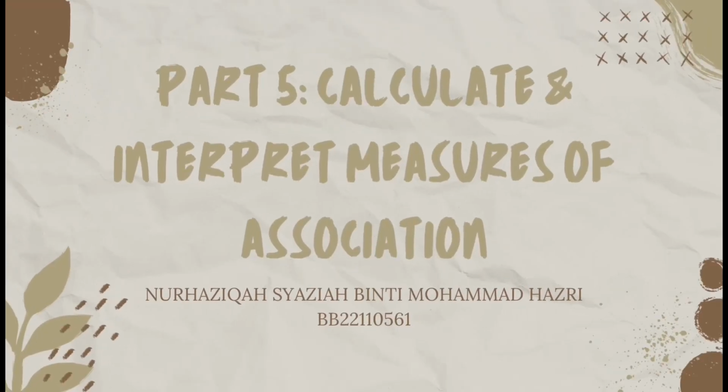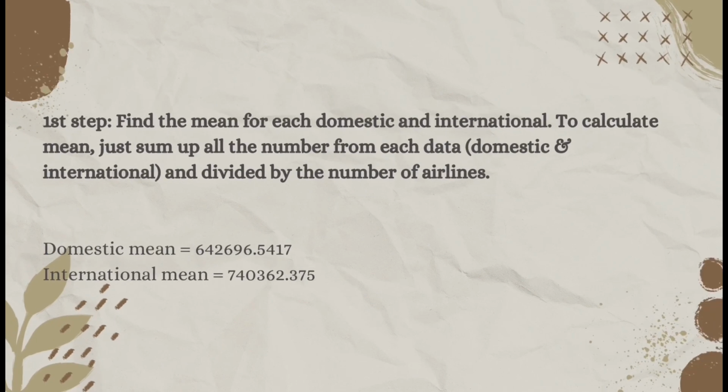Hello, I'm Nurhazika Shazia BT12703. My metric number is BB22110561. I will present part 5, calculate and interpret measures of association. This is the data that we are given, and this is the formula for covariance. So the first step to use this formula, we must find the mean first for each domestic and international.